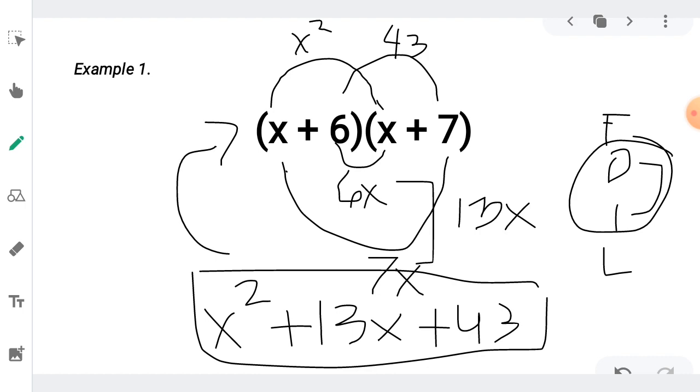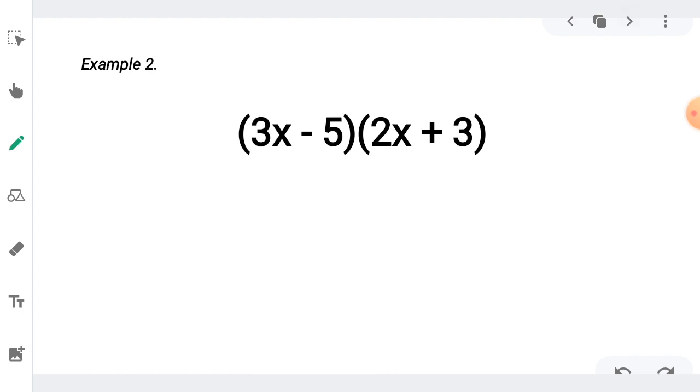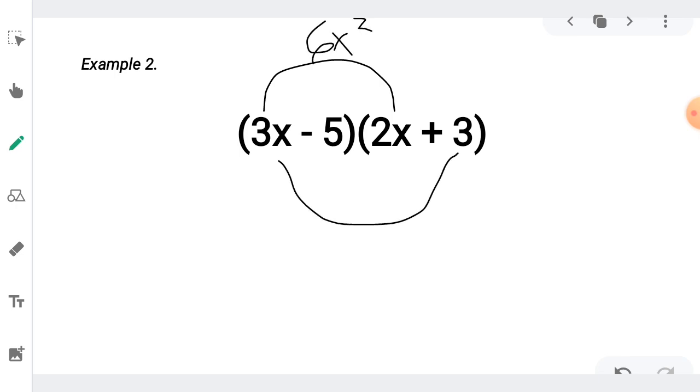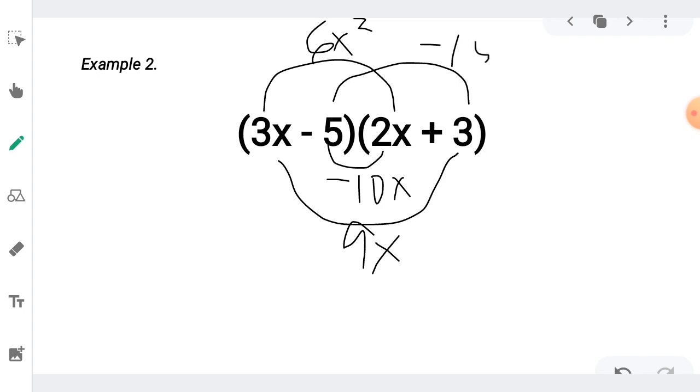Next, let's move on to our next example: 3x minus 5 multiplied by 2x plus 3. Again, the first step: 3x times 2x is equal to 6x squared. Then 3x times 3, which is our outer, is 9x. Our inner part, negative 5 times 2x, is equal to negative 10x. And then the last step, negative 5 times 3, is negative 15.